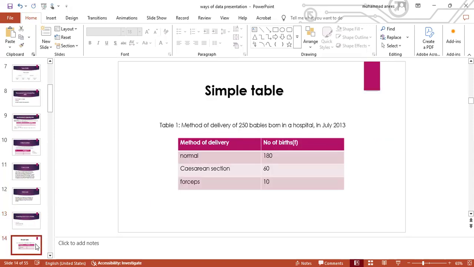This is an example of presentation of data in the form of a simple table, which shows the method of delivery of 250 babies born in a hospital in July 2013. This table shows that 180 babies were born by normal method of delivery, 60 were born by C-section, and 10 by forceps. So this is a simple method of displaying data.